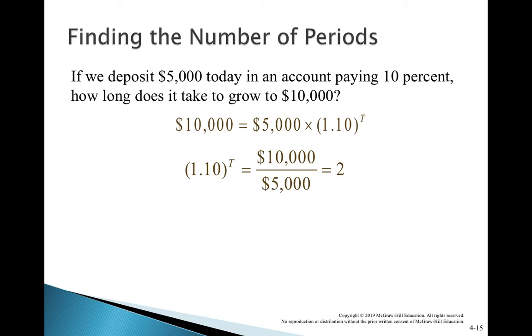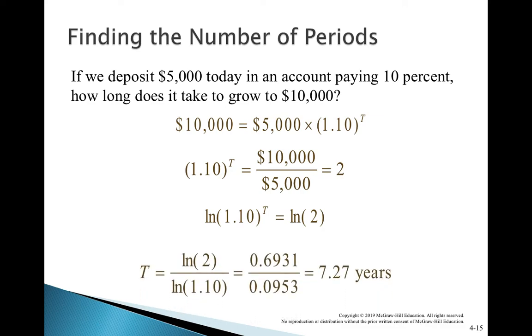Now let us take the logarithm on both sides. So t ln 1.10 is equal to ln 2, or t is equal to ln 2 divided by ln 1.10, which is equal to 7.27 years. Alright.